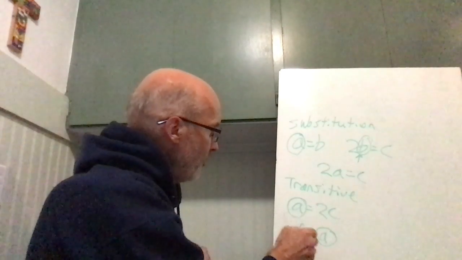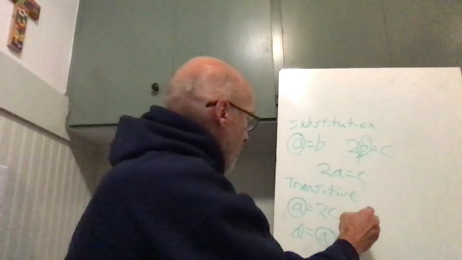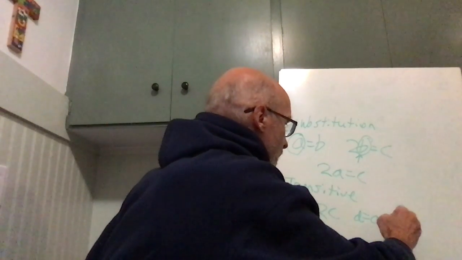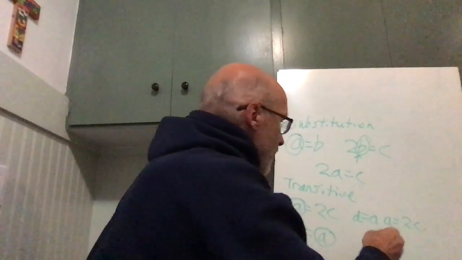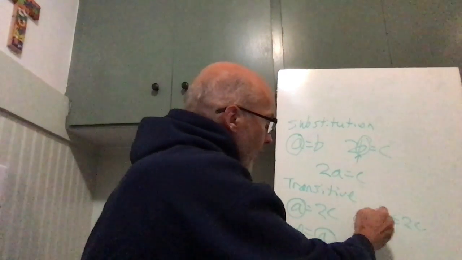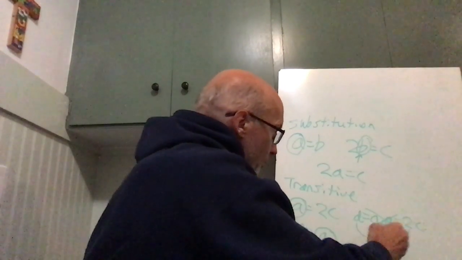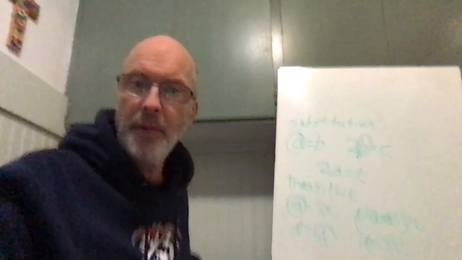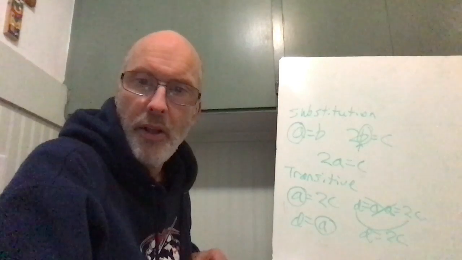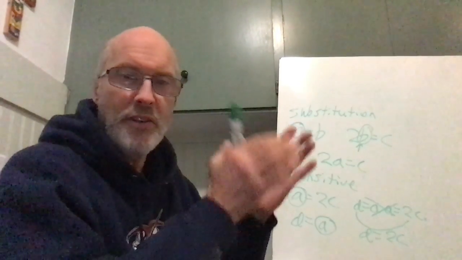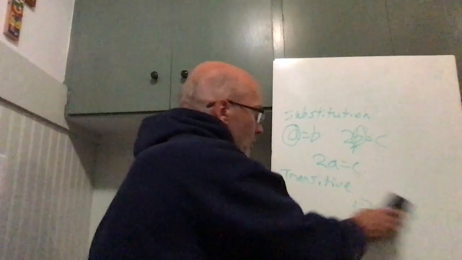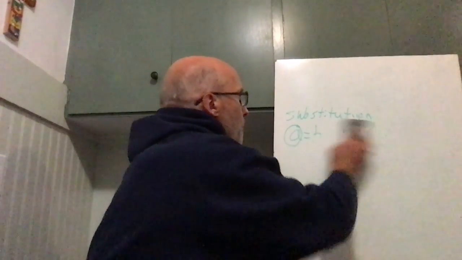But when you have this, I like lining it up like this. If D equals A and A equals 2C, then see right here, you can kind of cut out the middleman, and this equals that. D equals 2C. Is that on camera? So that's the transitive property, if one entire side equals one entire side. So let's do a couple practices using either the substitution or the transitive property.